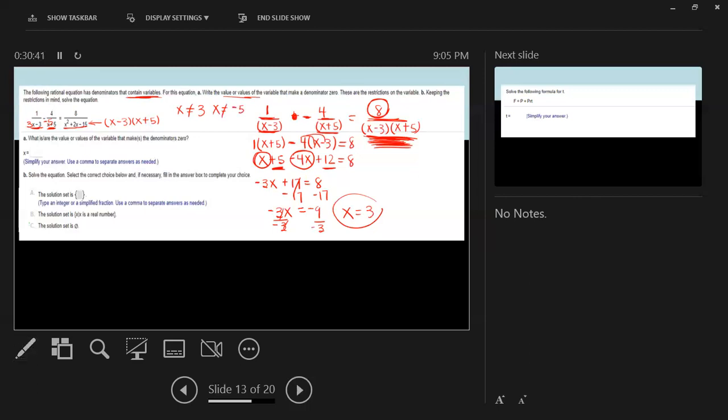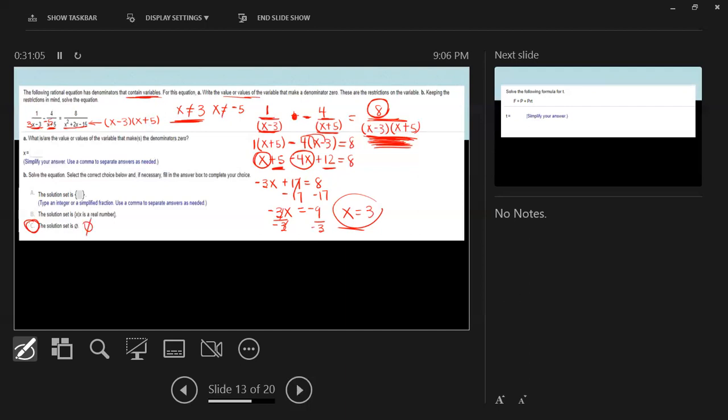So when I solve the equation, I can't have the answer of 3 because that would be undefined. And I can't have the answer of negative 5. But you can see here, when I solve the equation, I got positive 3, which is one of my restrictions. So that tells me that this answer will be no solution. So the solution set is the empty set.